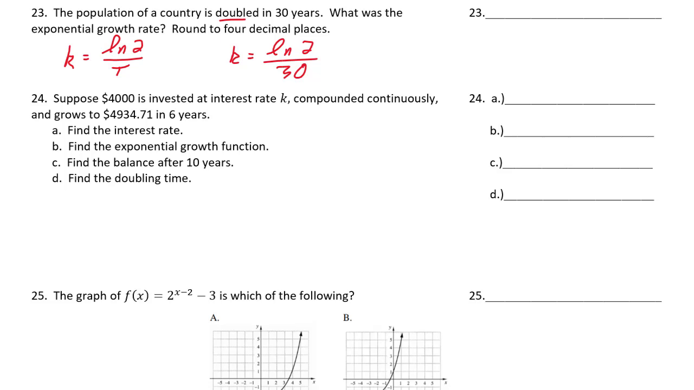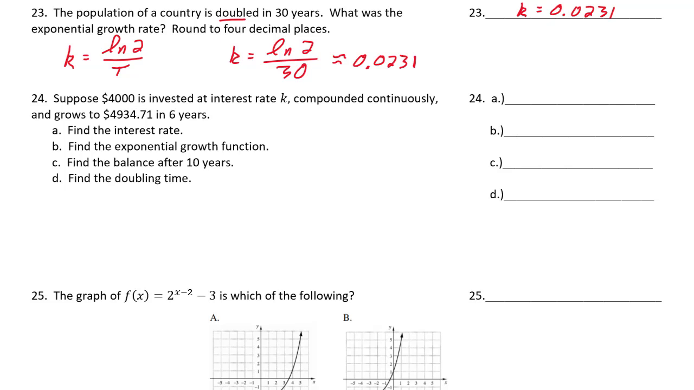And if I go ahead and type in natural log of 2 and divide that by 30, it gives me a k value that's approximately 0.02310. So it did say round to 4 decimal places, so the 0 after the 1 would just keep that as a 1. So there's my k value. So k equals for this one 0.0231.